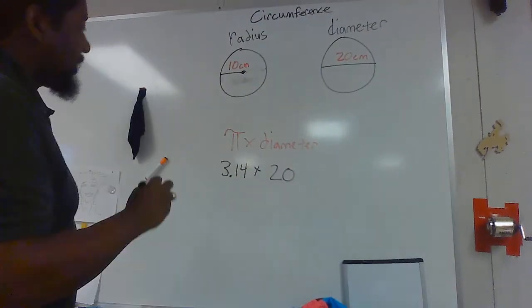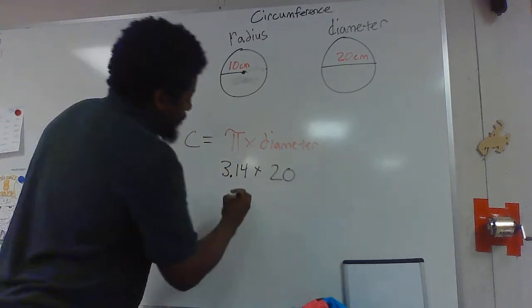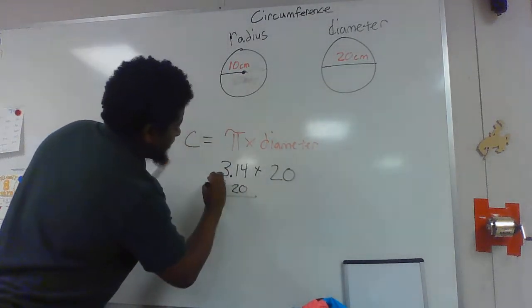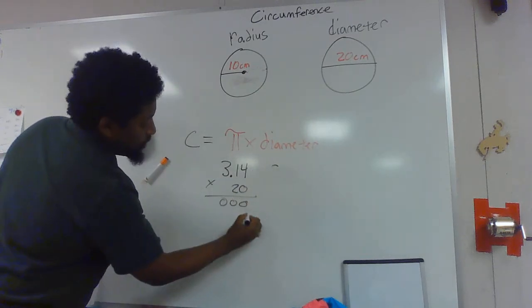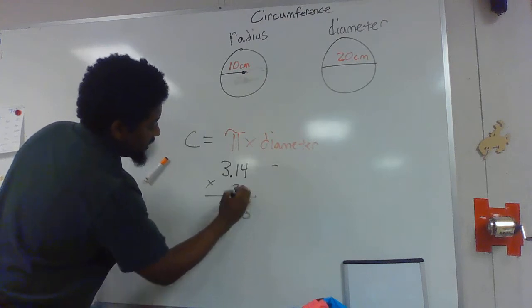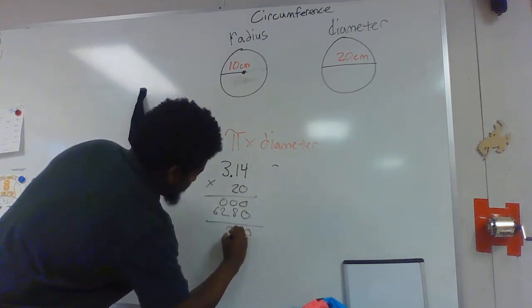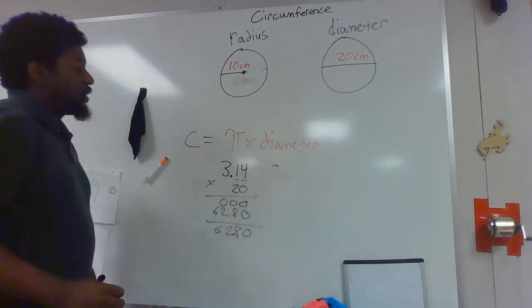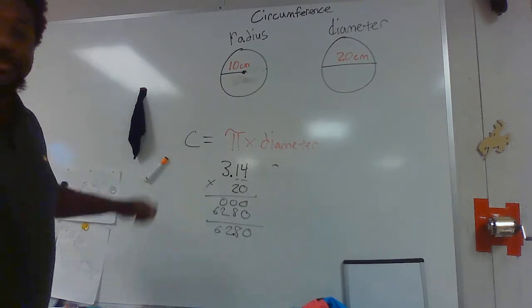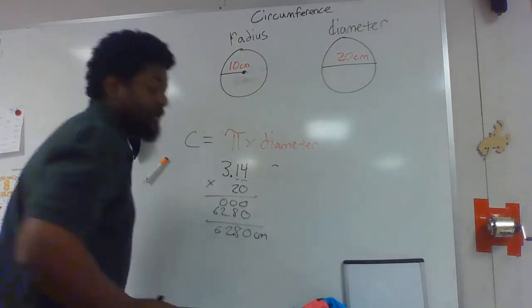So to find the circumference, or C, we need to multiply these numbers. 3.14 times 20. Placeholder, 2 times 4 is 8, 2 times 1 is 2, 2 times 3 is 6. 2 numbers behind the decimal. So the circumference of this circle is 62.80 centimeters.